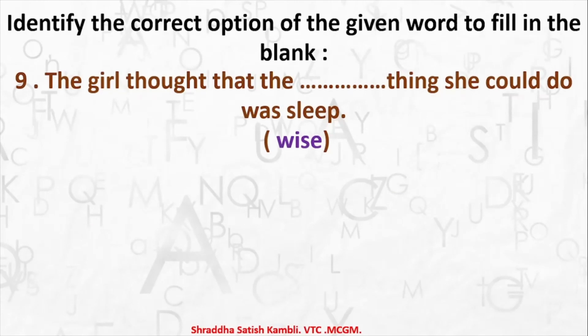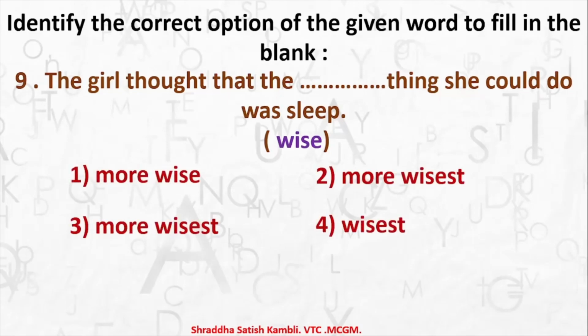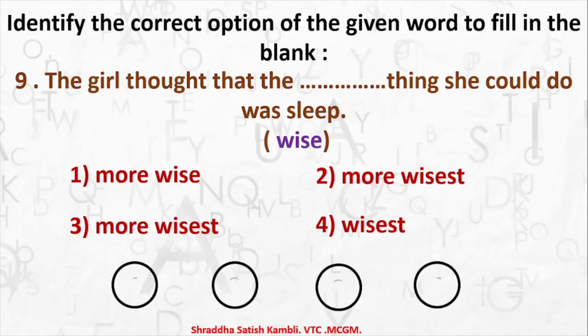Alright, coming to the second last question in this video. The girl thought that the dash thing she could do was sleep. Wise is the base word here. So will you say the more wise thing she could do was sleep, the more wisest thing she could do was sleep, or the wisest thing she could do was sleep? It is answer number 4, wisest. So the girl thought that the wisest thing she could do was sleep.